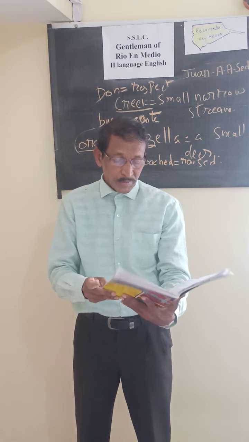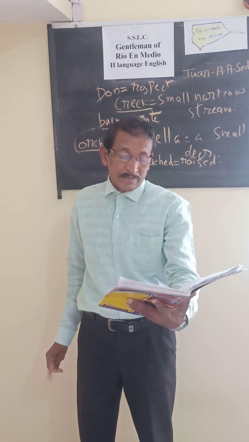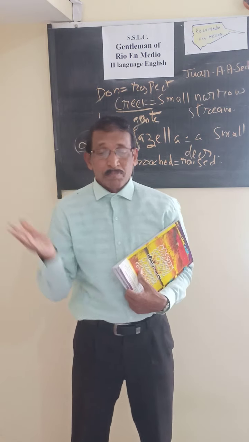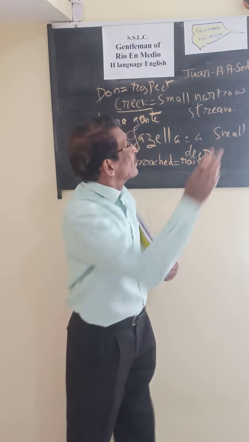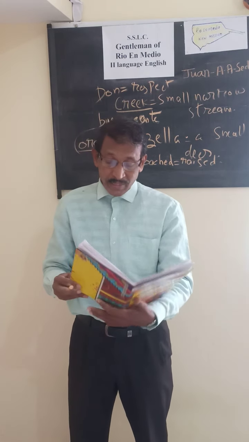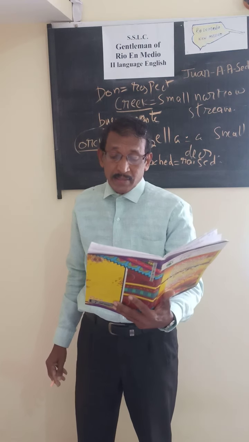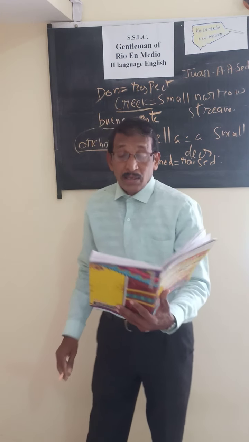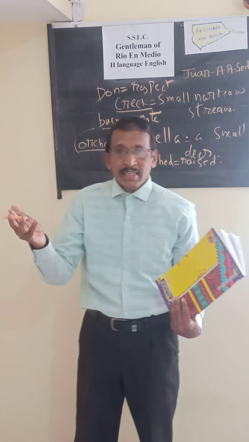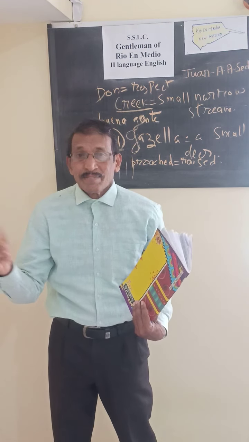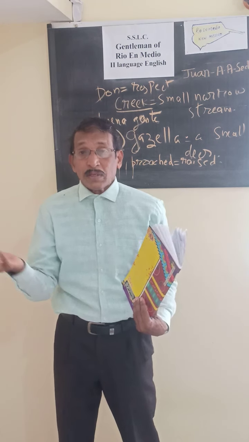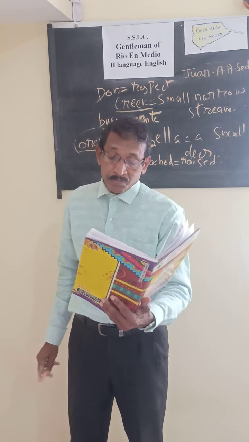Next, I am asking some one-mark questions. Where did the old man live? I already explained. The old man lived in Rio en Medio. Next, with whom did the old man come? The old man came with a young man, and his eyes were very beautiful, just like a gazelle.